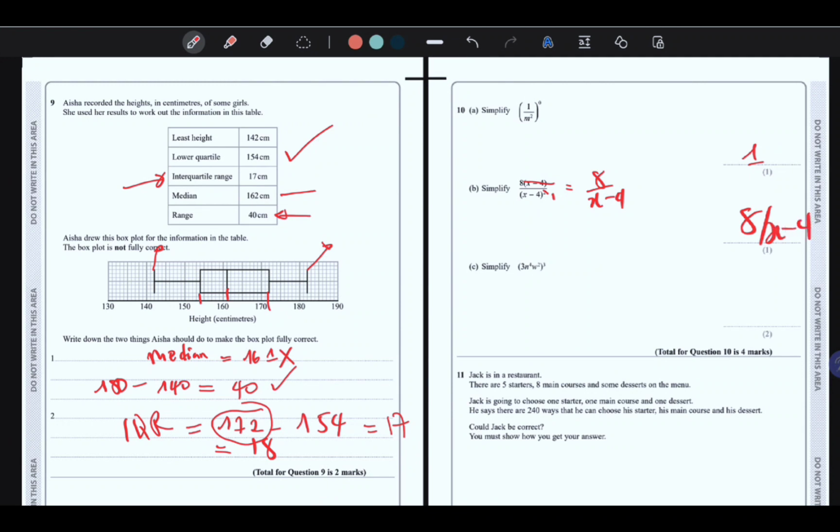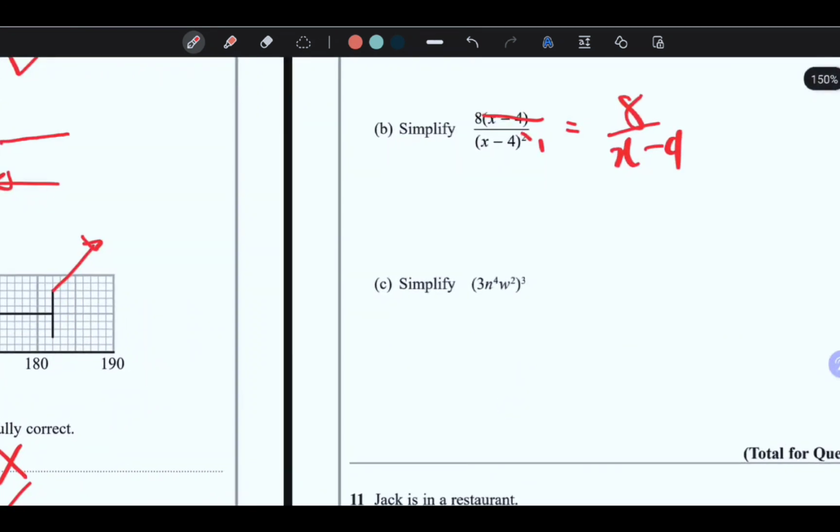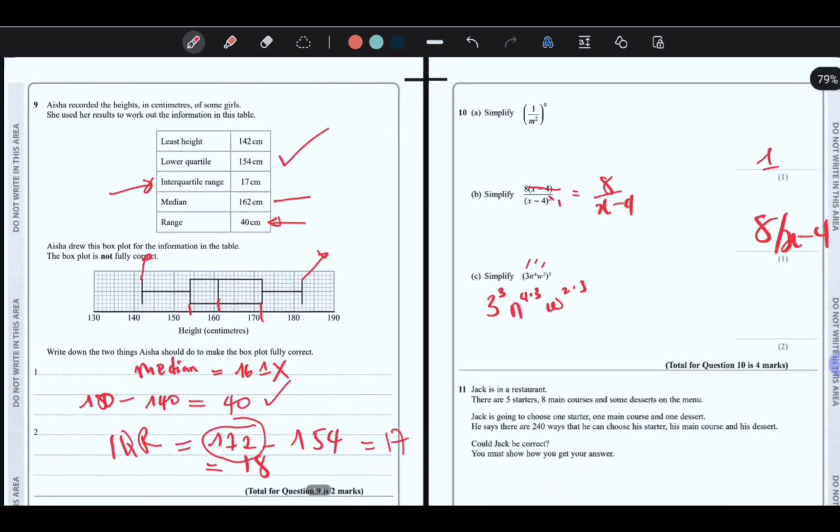C, simplify 3n. Okay, for questions like this, we would have to just raise each term to the power 3. So this would be 3 cubed times 4 times n to the power 4 times 3 times w to the power 2 times 3. And we are going to get 3 cubed, which is 27, n to the power 12, w to the power 6.